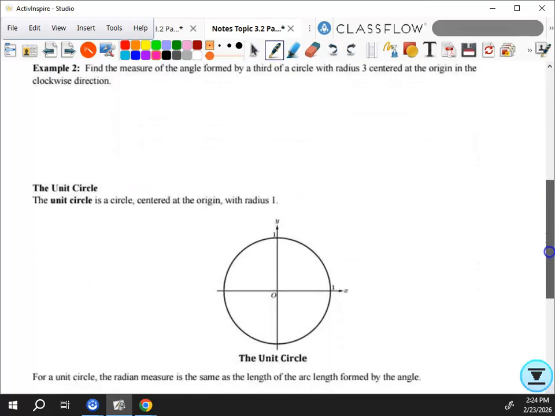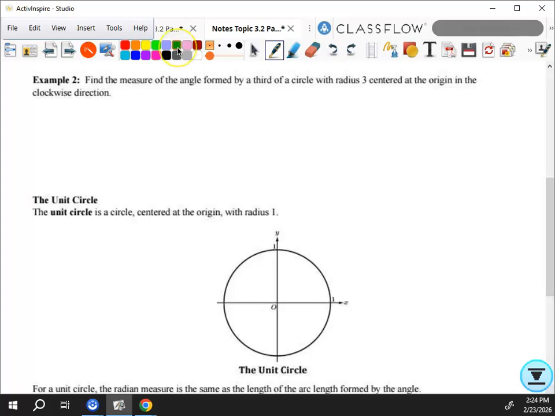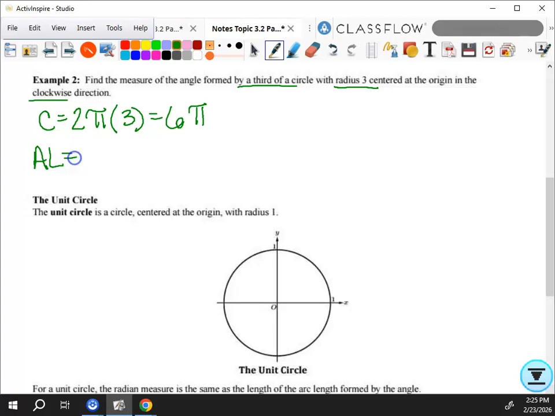All right, so let's try this one. It says find the measure of the angle formed by a third of a circle with radius 3, in a clockwise direction. What does that tell you about your answer? It's negative. So we can just plop the negative on at the end. It doesn't change anything else. Circumference is 2 times pi times the radius, 3, so that gives me 6 pi. That's the full distance around the circle. I want the arc length, and I only want a third of that 6 pi. Once again, I get 2 pi.